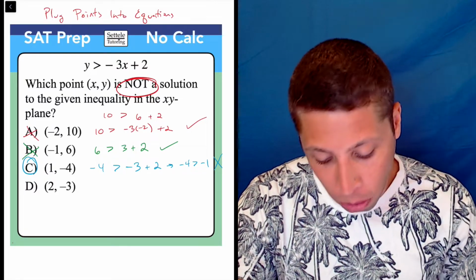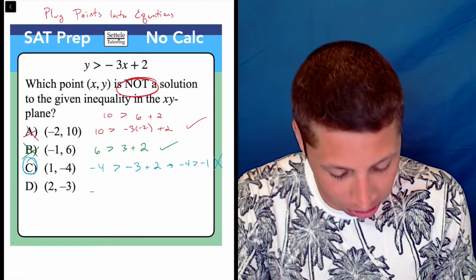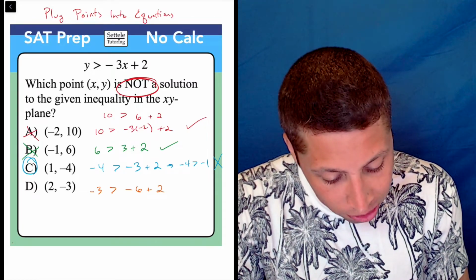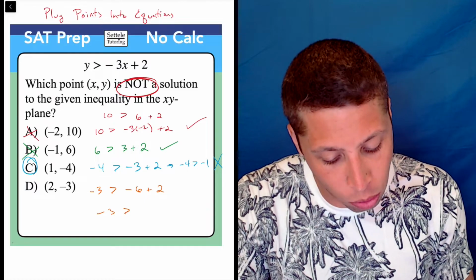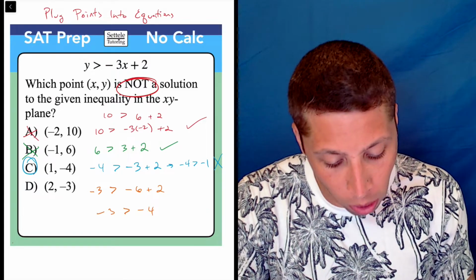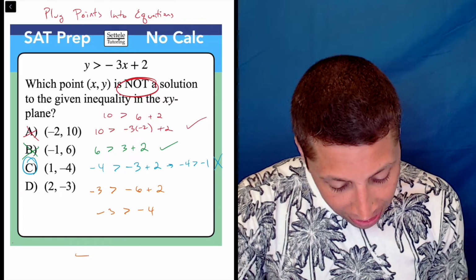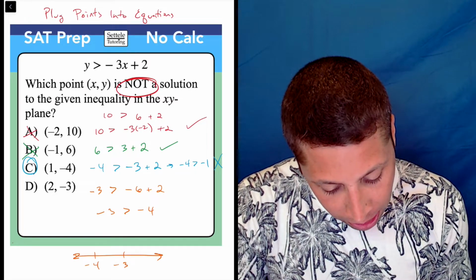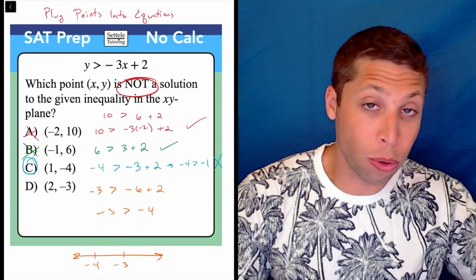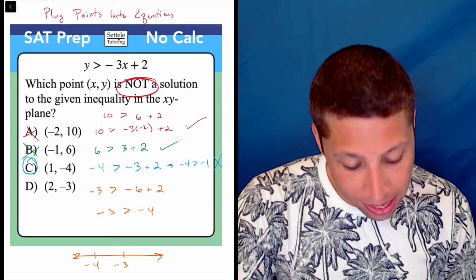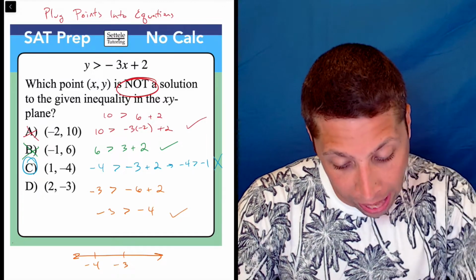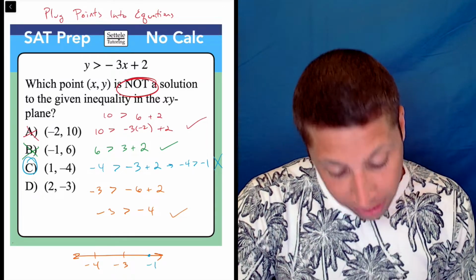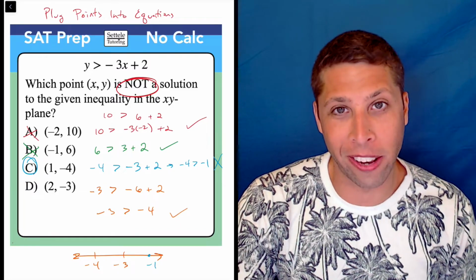Just to bring it all home, let's do D, even though we know the answer at this point. -3 is greater than -6 plus 2, so -3 is greater than -4. That is true because, again, on a number line, we would have -3 here, -4 here. So yes, to the right means greater. -3 is in fact greater than -4, and I'll put the other one on there too. -4, and here is -1. And so no, -4 is not greater than -1, it is less.